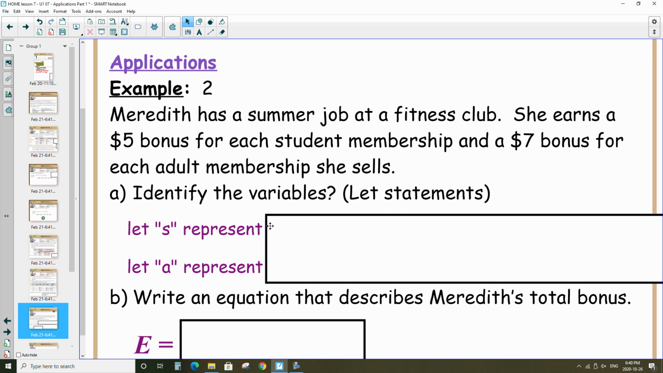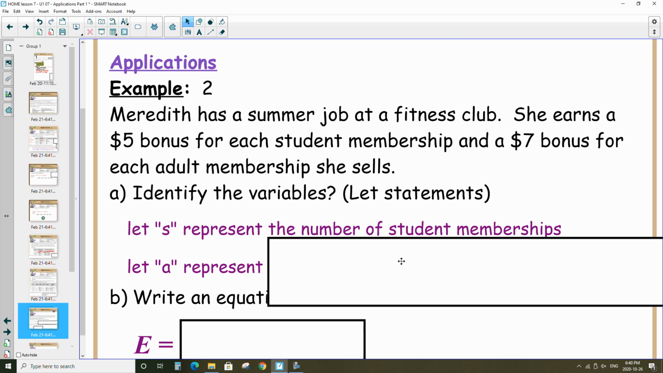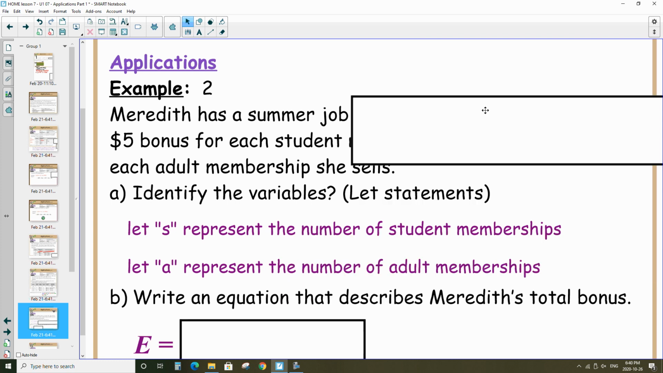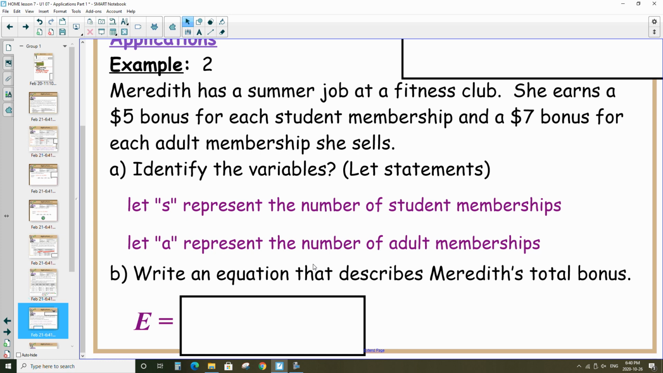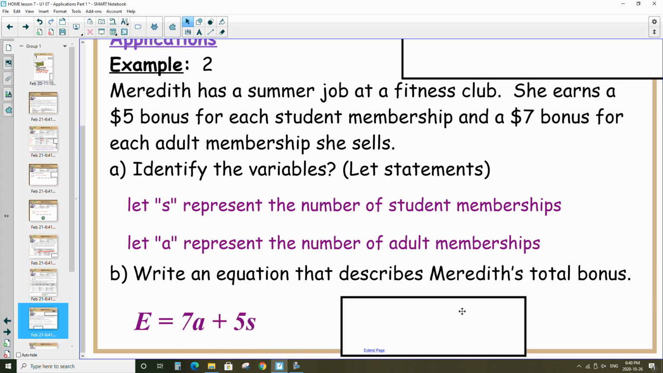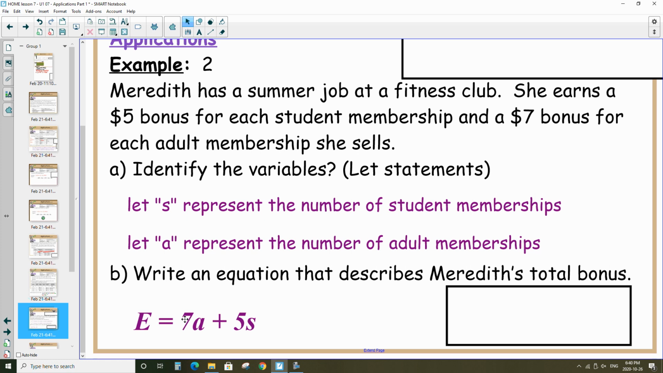So let S represent the number of student memberships that she sells, and then let A represent the number of adult memberships that she sells. Okay, and the money she makes is going to depend on how many of each of those she sells. So write an equation that describes Meredith's total bonus. Okay, so her bonus is going to be $7 times the number of adult memberships plus $5 times the number of student memberships that she sells.